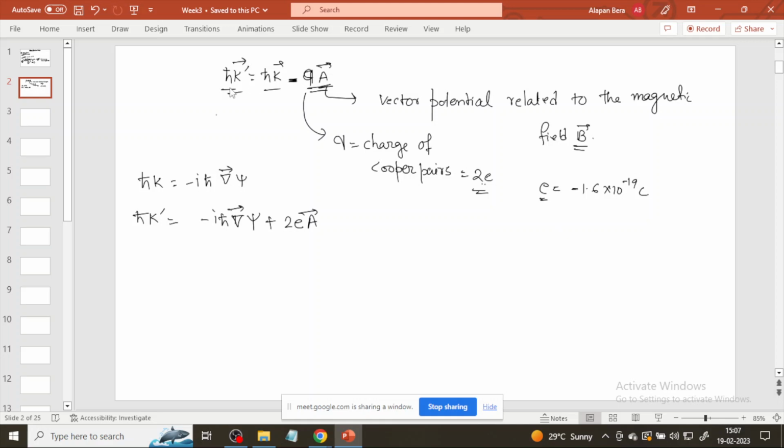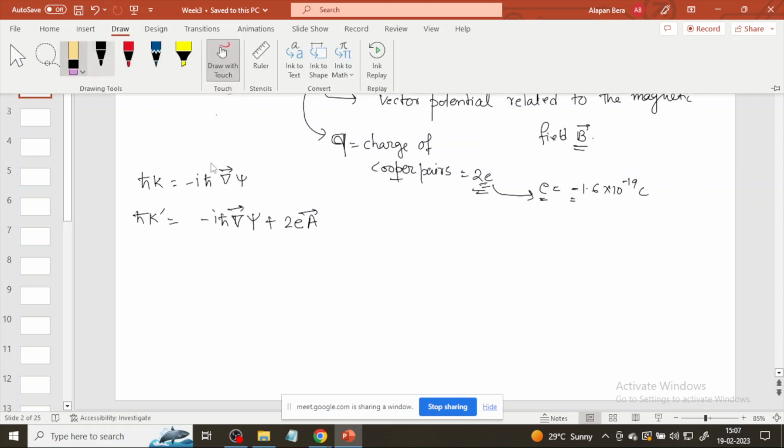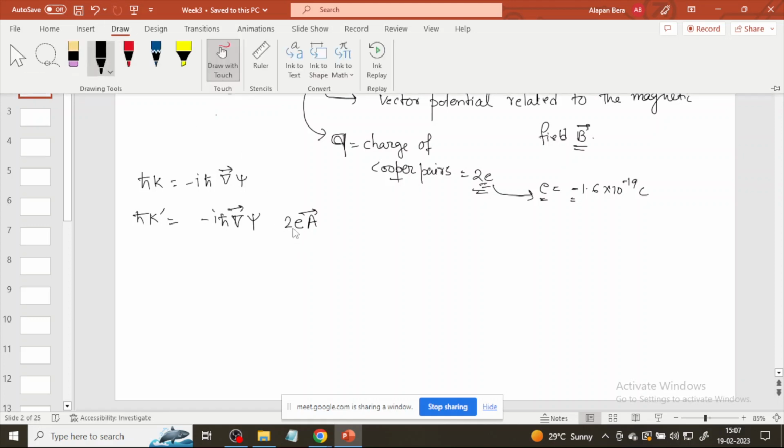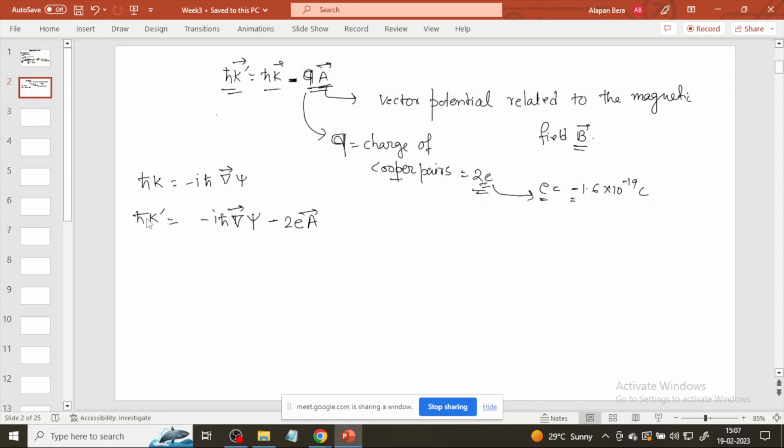So ħk' when we apply an external vector potential changes as ħk minus qA. So q is the charge, and now q is the charge of the Cooper pair here, which is 2e. Inside this e we take this minus sign, and we put this here, so it remains the minus sign. Here also we don't put the minus sign explicitly, so that is why the minus remains minus here. So it's as per your convention. Here I am taking it like this.